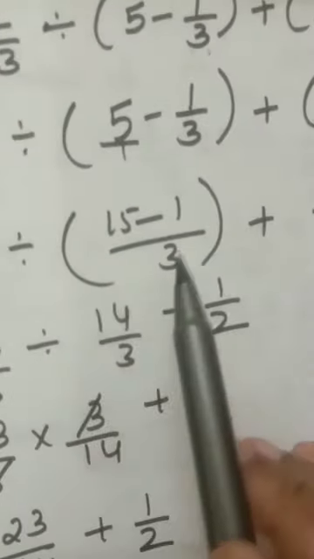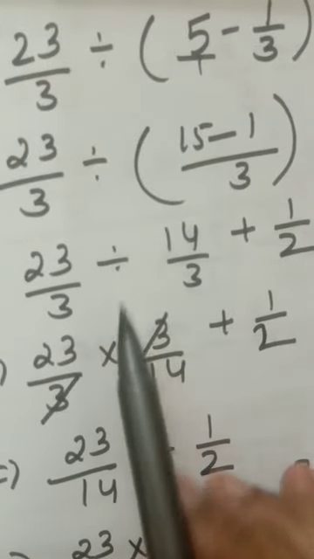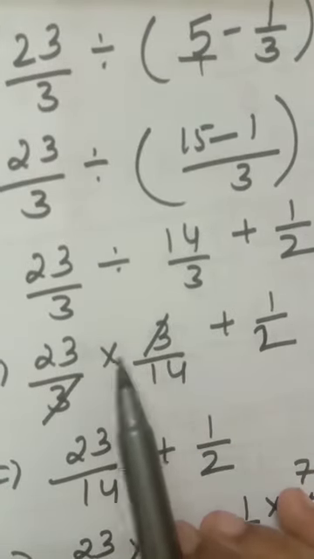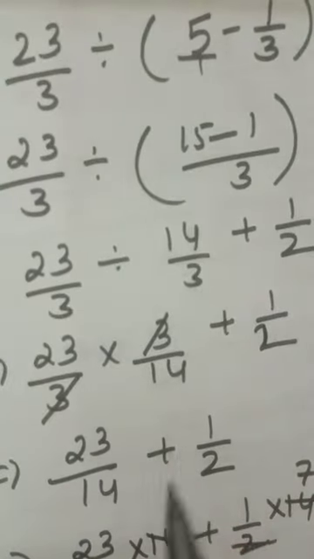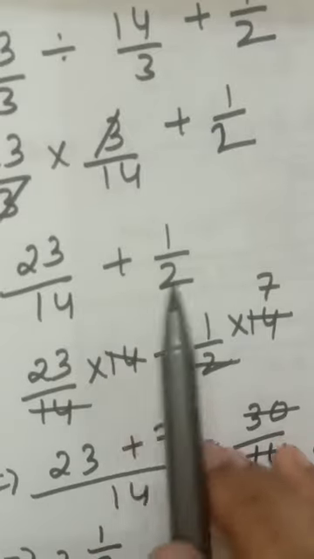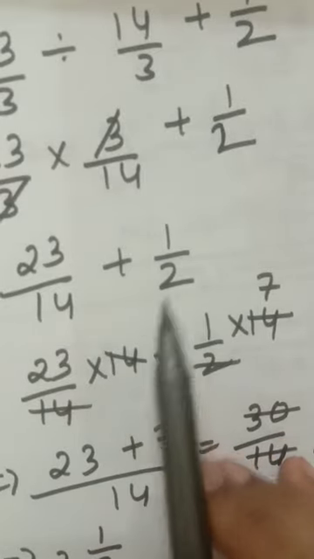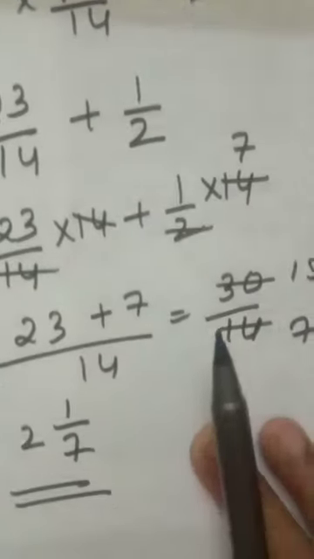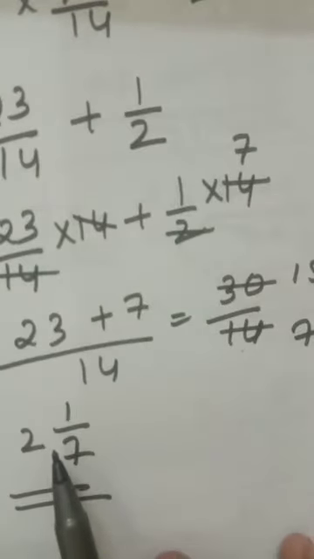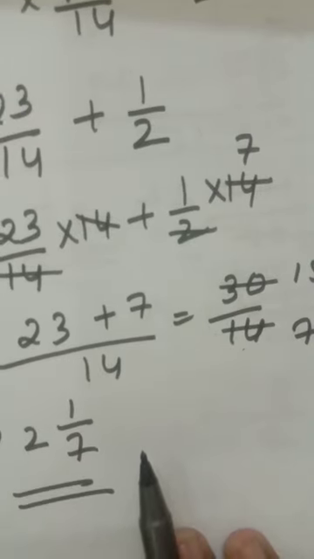division and addition. Division will come, division sign converting to multiplication sign, and second number reciprocal. Multiplication first you have to do, and addition sign make the denominator same. Take LCM, 14 is the LCM, cut out. See, 13 by 14 you will get 2 and 1 by 7. Clear?